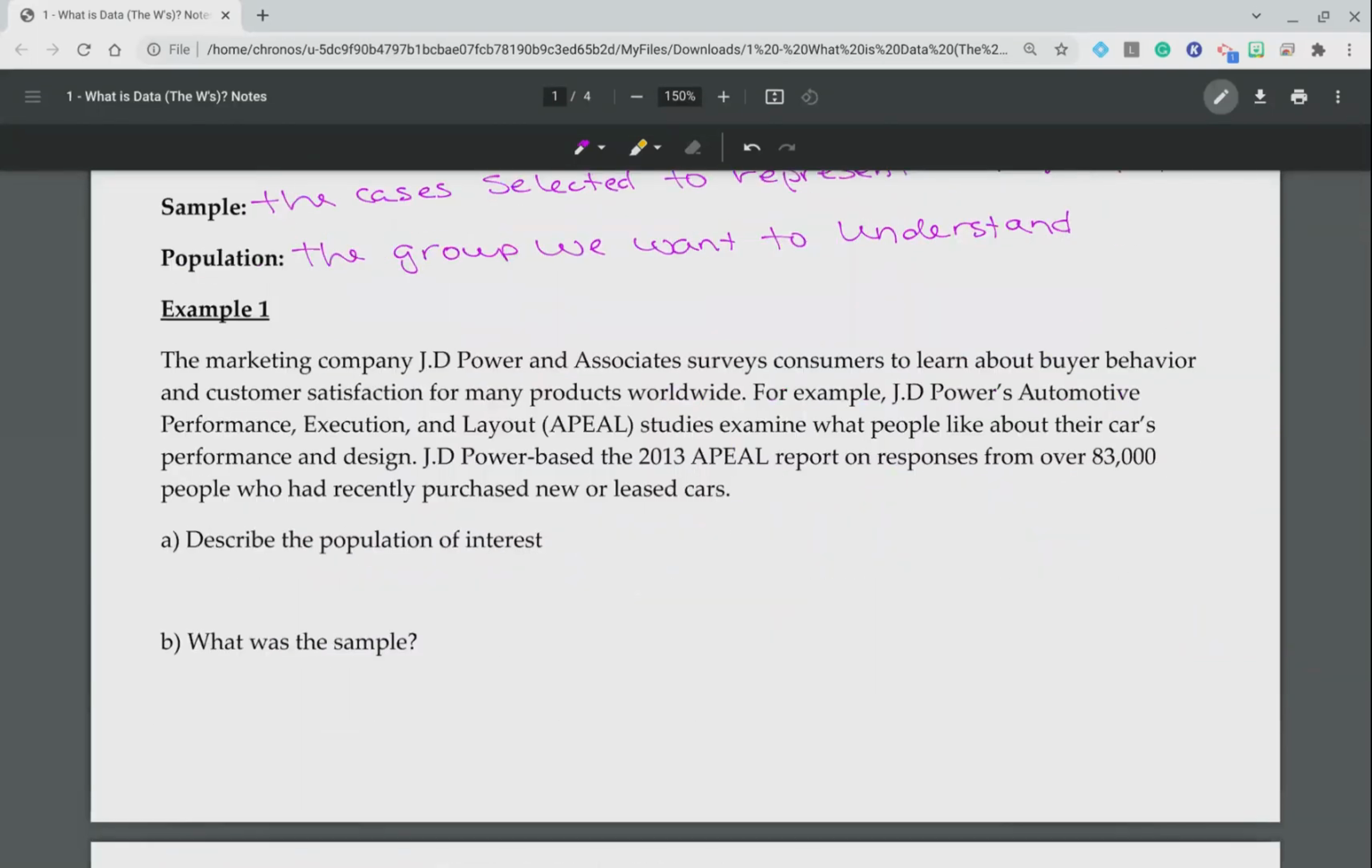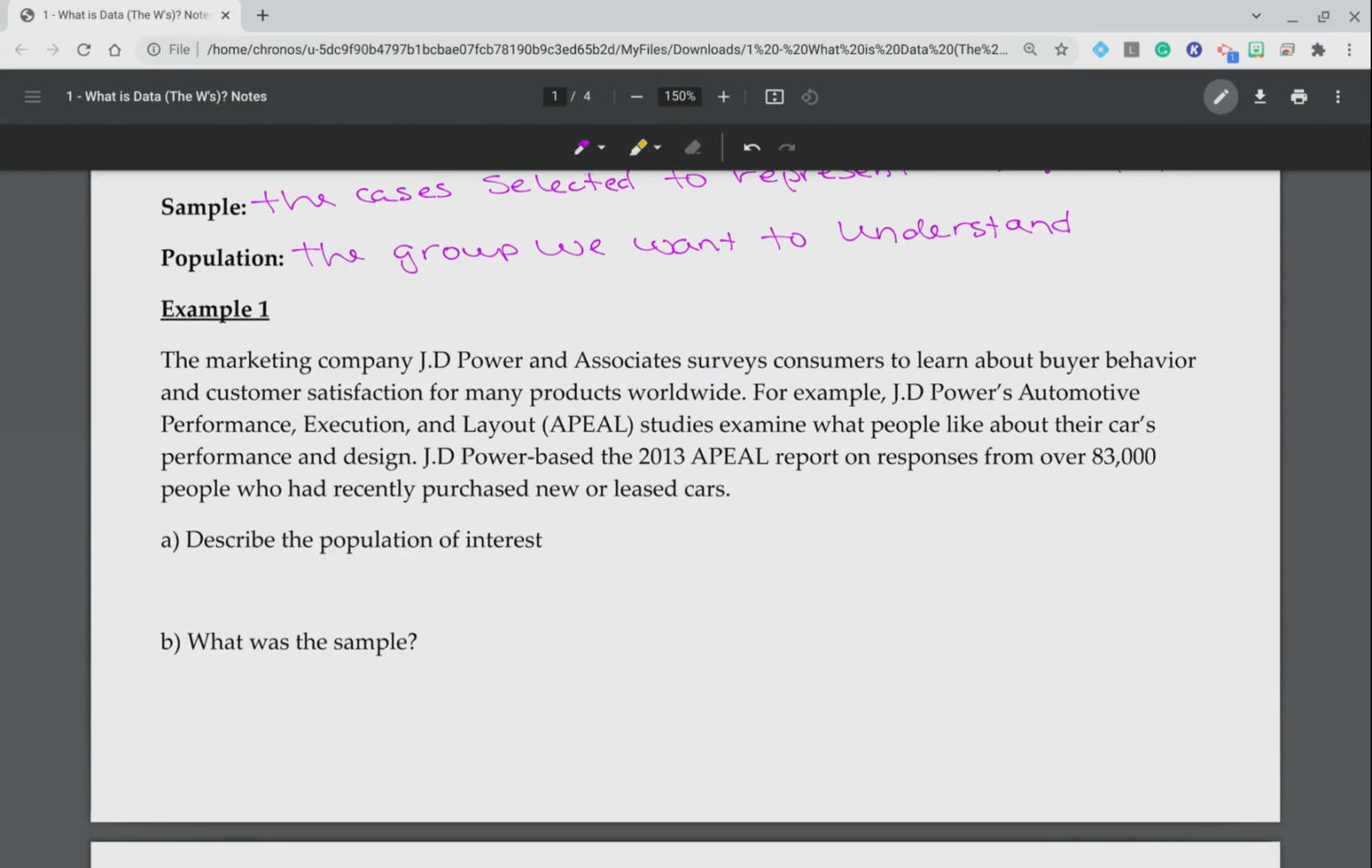Okay, so let's see if we can figure out the population and the sample of this example. It says the marketing company JD Power and Associates surveys consumers to learn about buyer behavior and customer satisfaction for many products worldwide. For example, JD Power's automotive performance, execution, and layout studies examine what people like about their car's performance and design. J.D. Power based the 2013 appeal report on responses for over 83,000 people who had recently purchased new or leased cars. Okay, so describe the population.